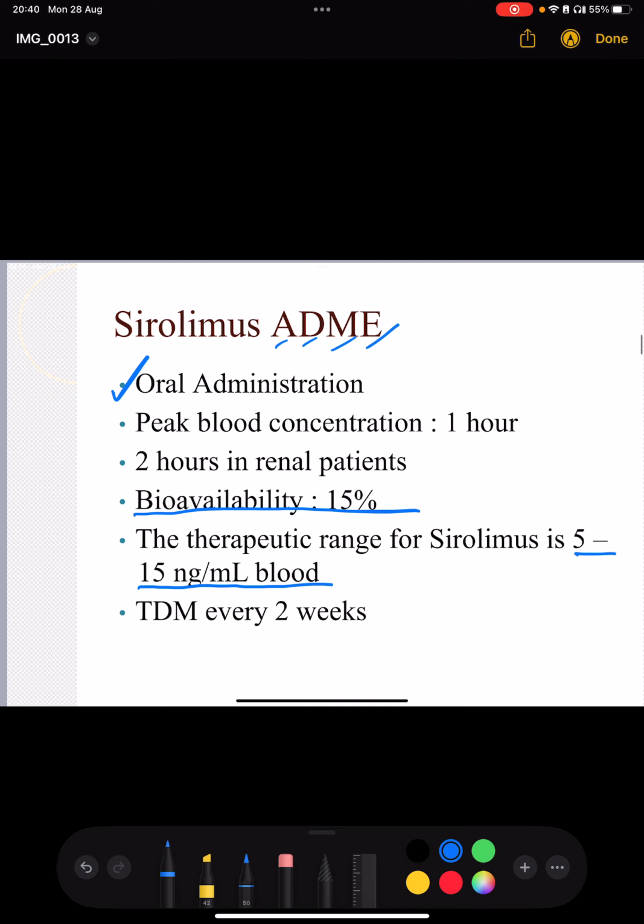1 nanogram is a billionth of a gram. You need to stay within 5 to 15 of that for it to be therapeutic. That's a really narrow range to work with. So that is why we need to do TDM, therapeutic drug monitoring, for sirolimus, because one of the indications of TDM is a very low therapeutic range.